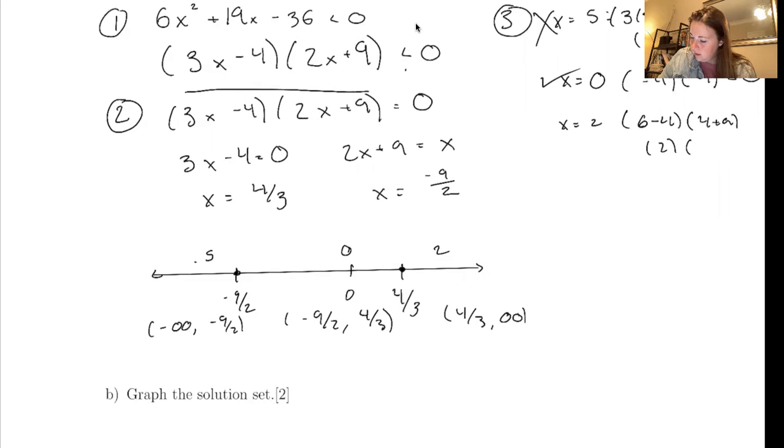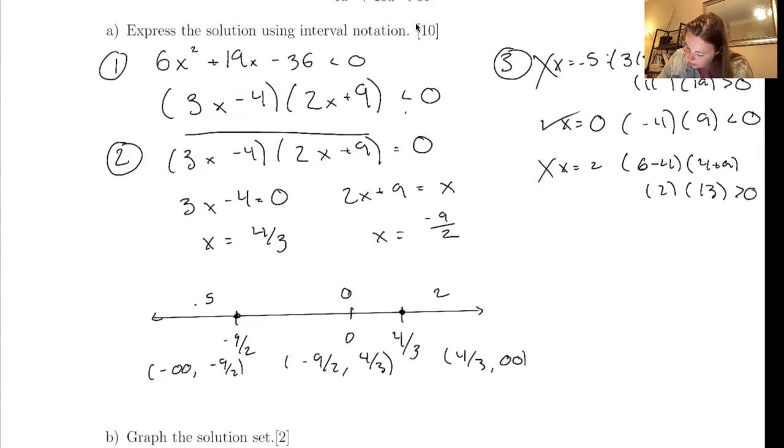Oh, I should be plugging -5 in. I'll do that one again. 13, and that's going to be greater than 0. So that one's not it. I should have been plugging in -5. And I don't think that changes our answer though.